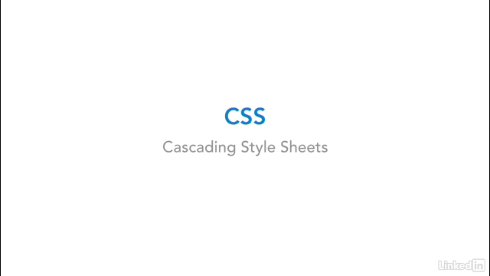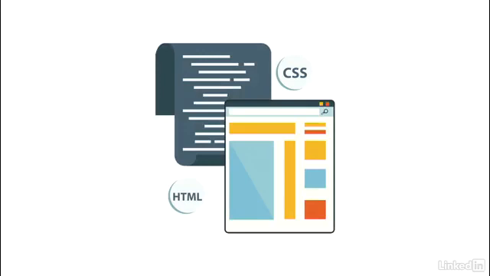CSS stands for Cascading Style Sheets. It's a style language used to control the appearance of markup languages like HTML. So you can think of HTML as controlling the structure of the web, while CSS controls the presentation of it. In other words, CSS is what makes the web pretty.